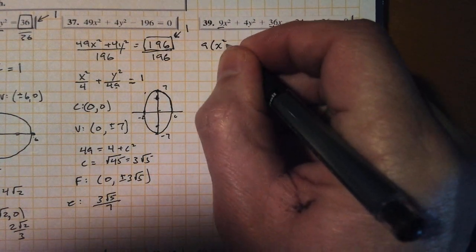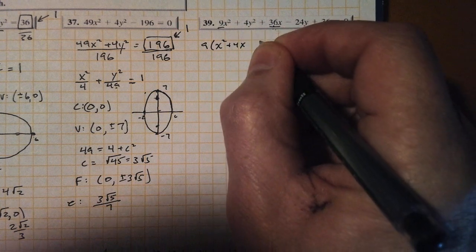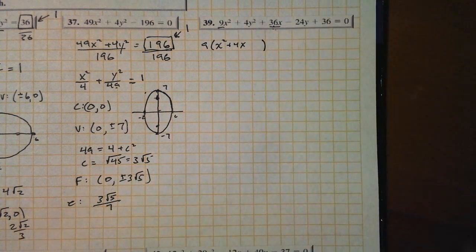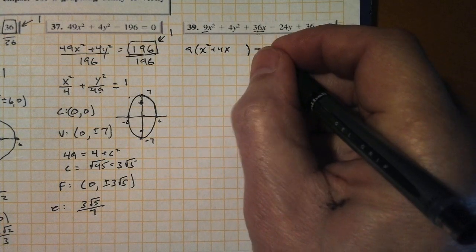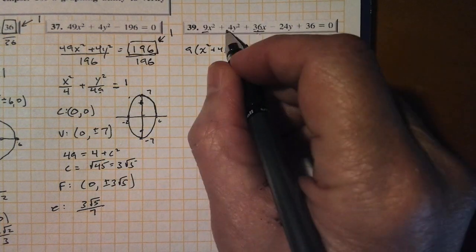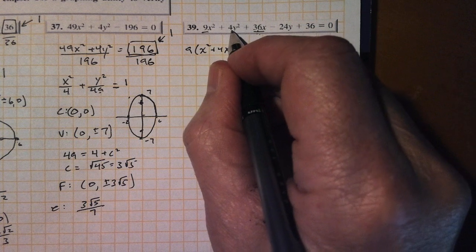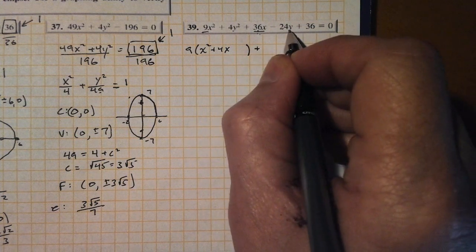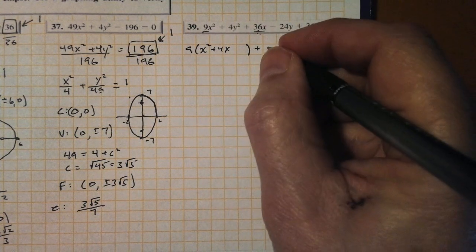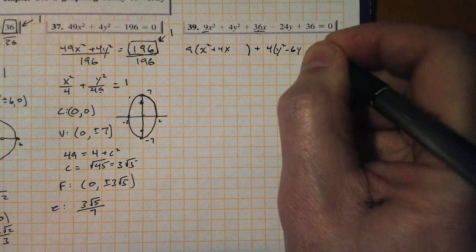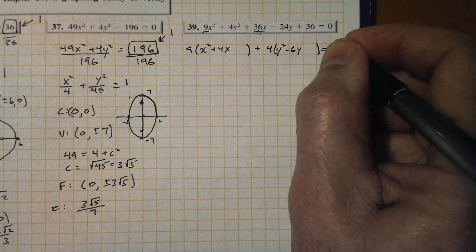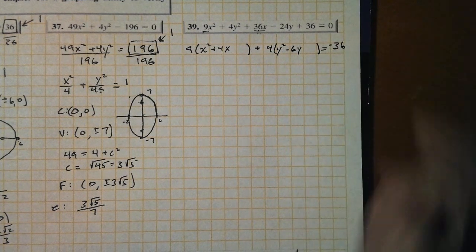I get x squared plus 4x. I'm going to leave a blank. Some of you probably recognize why I'm going to do that. Others, you'll come along. Plus the y's, I'm factoring out a 4 because I have to. It's all about this term. If this was 7y, I would factor out a 4. So 4 times y squared minus 6y, leave a blank, equals negative 36.